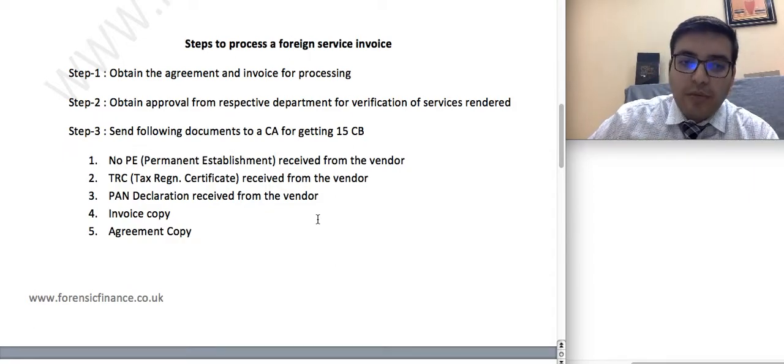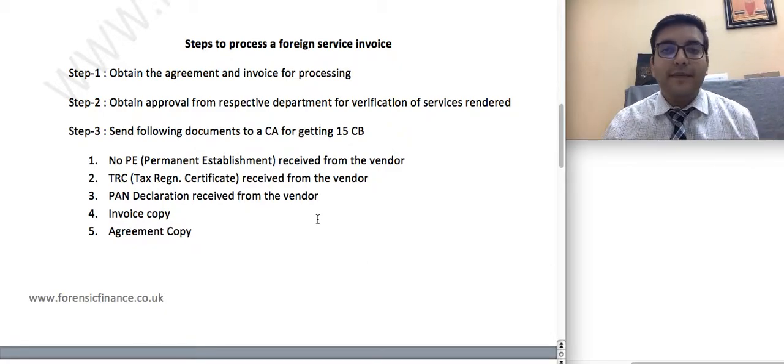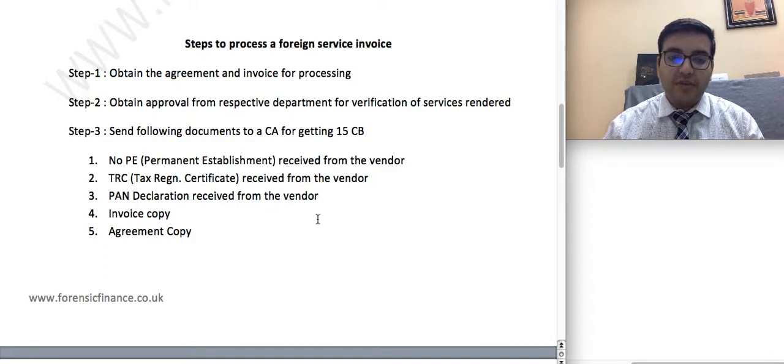Then there is an invoice copy and the agreement copy. All these 5 things you must have before sending it to the chartered accountant for processing the 15CB. Okay, these things you have to keep in mind before making a foreign payment, or before saying yes to the person concerned who comes to you for making the foreign payment, that these documents should be there with you.